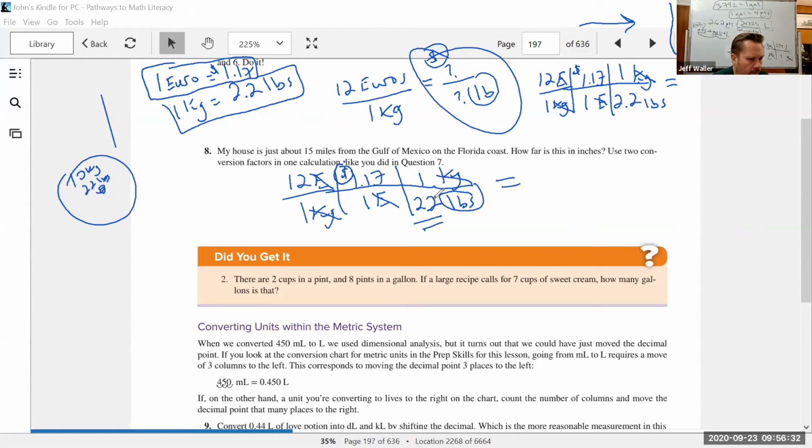In the old calculator. Let me do it. Let's see, 12 divided by 2.2. What do you guys get? Anybody? I get 6.38. Yeah, 6.38.